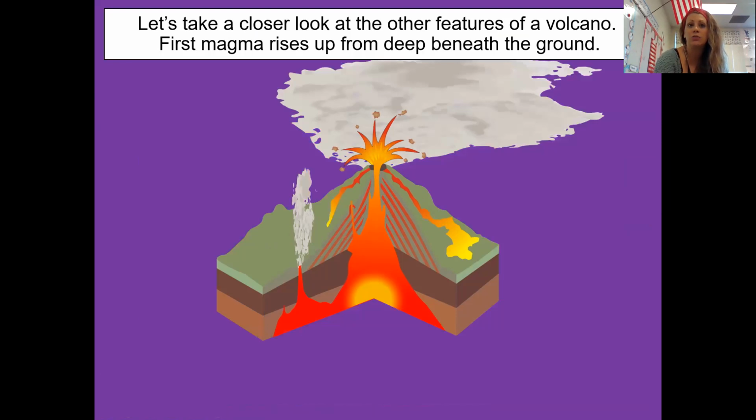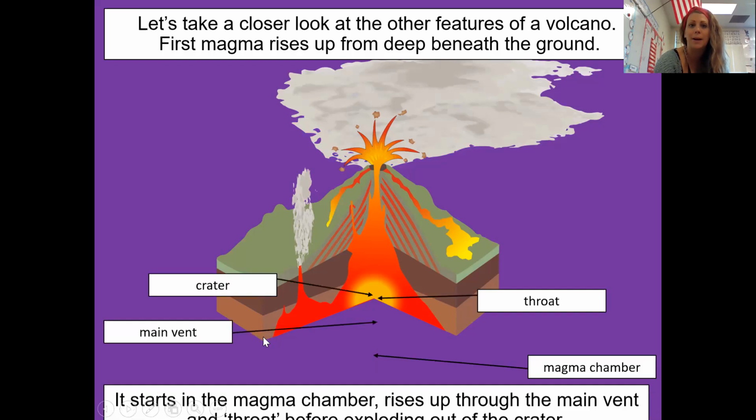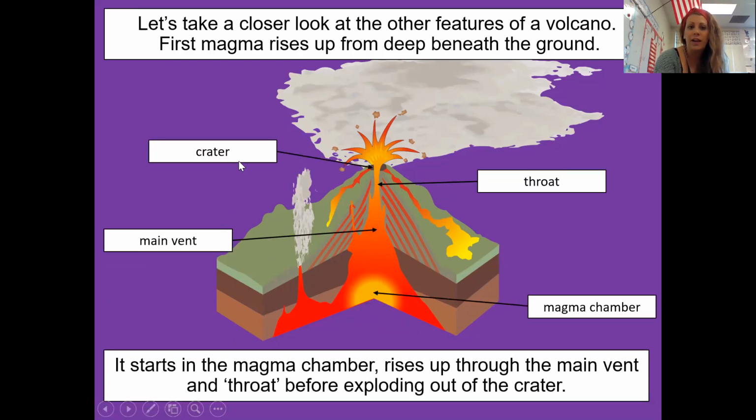All right, let's take a closer look at the other features of a volcano. First, magma rises up from deep beneath the ground. Here's all that hot rock, that liquid rock called magma. Then it starts in the magma chamber right here, and it rises up through the main vent and look, throat, before exploding out of the crater. Okay, see where the crater is, that hole?